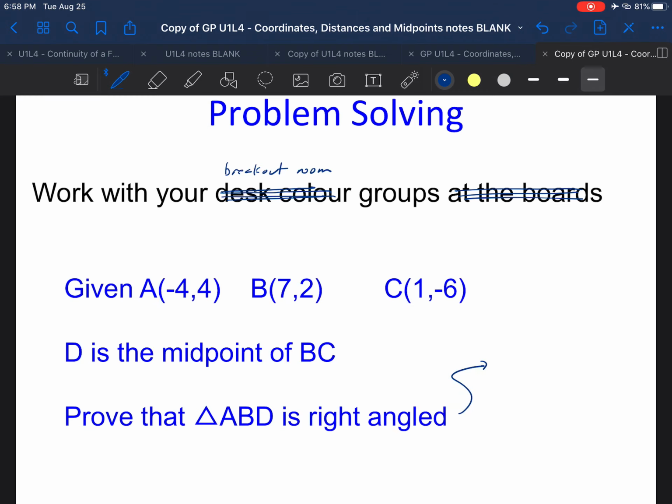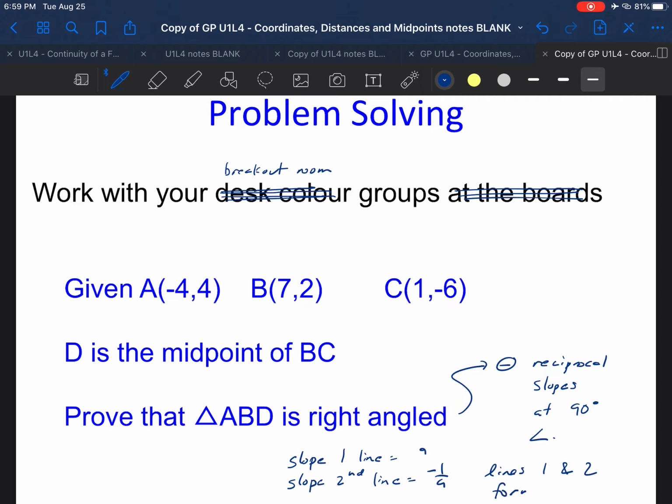Now to do that, that means that you want negative reciprocal slopes at the 90-degree angle. So for example, if the slope of one line is A, and the slope of the second line is negative 1 over A, it means that lines 1 and 2 form a 90-degree angle.